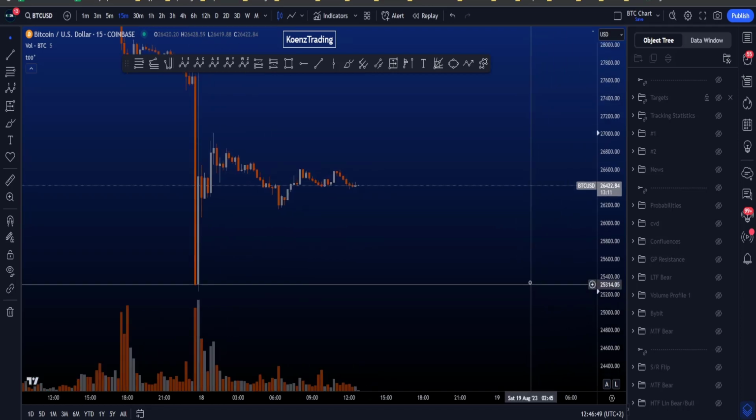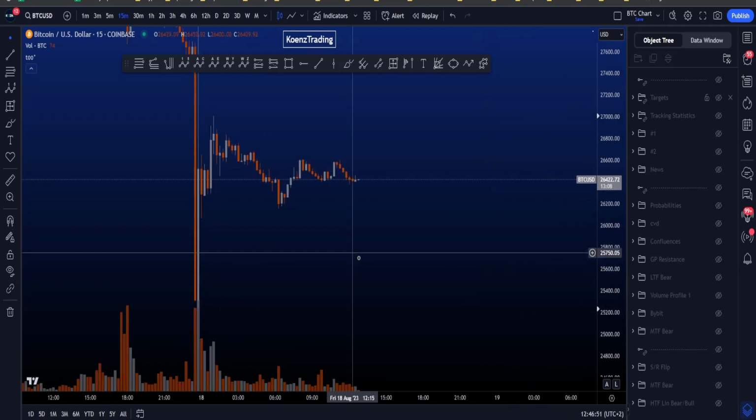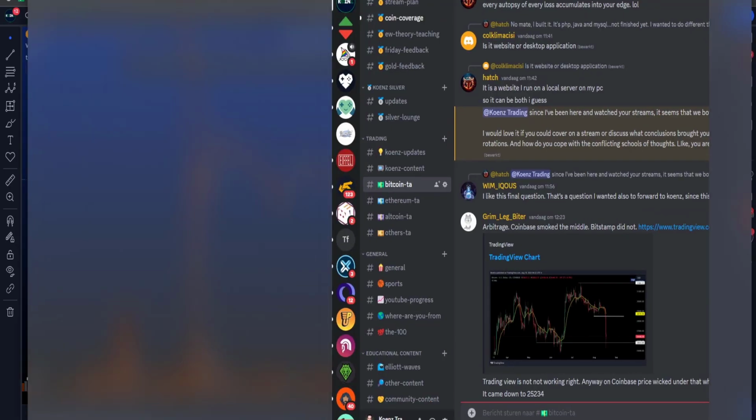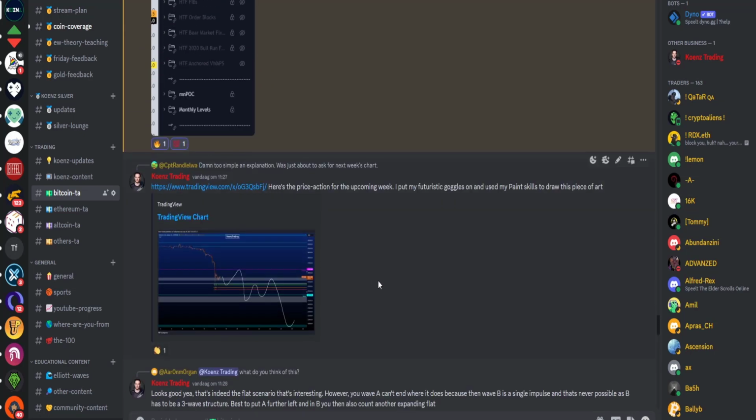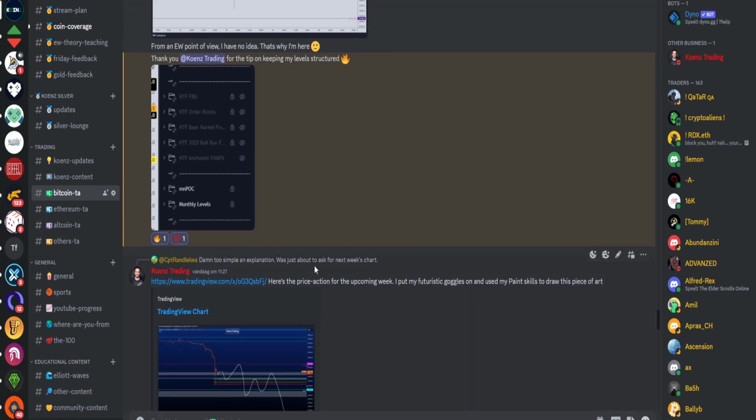However, if I do think about a potential range over here, then something I can imagine is actually something I shared in Discord. So if I scroll up, then someone asked me in Discord, which was Captain Randlelwa. He said, damn, we were having a joke. He said, was just about to ask for next week's chart.